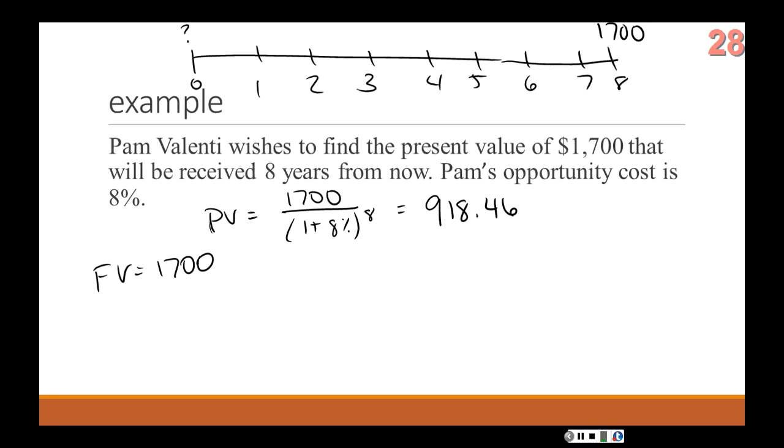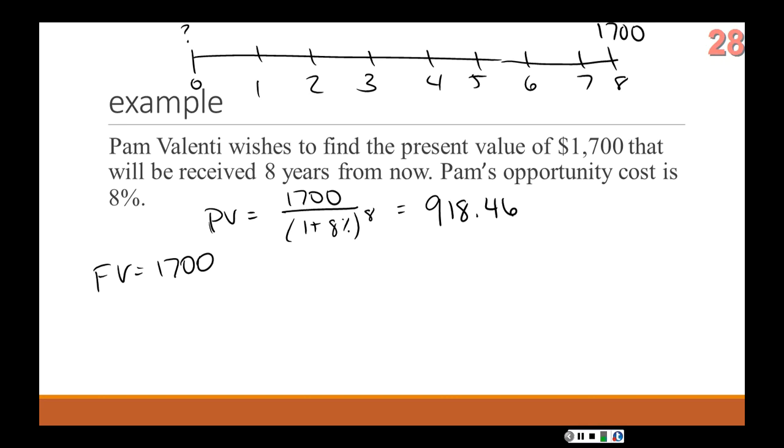Now you need to be careful, because if on the exam you typed in a negative $918.46, that would not be correct. It's there for interpretation purposes only. There's no such thing as a negative $918.46, so you would be getting paid that to receive $1,700 in 8 years. It just doesn't make sense.